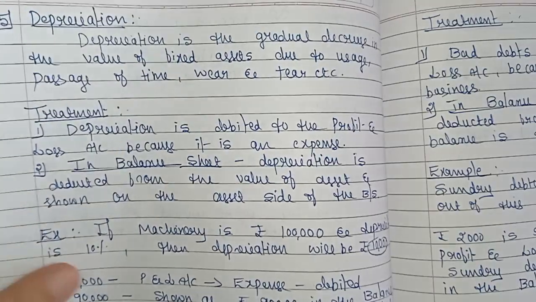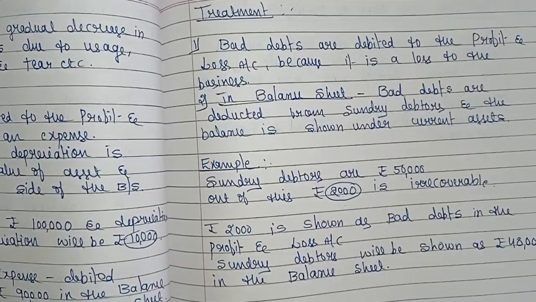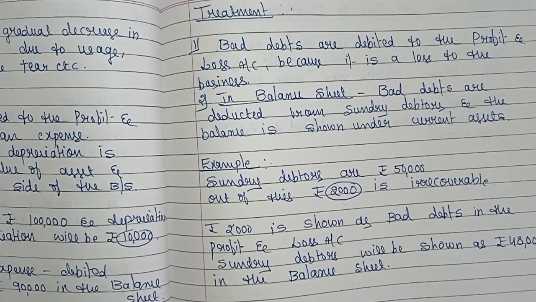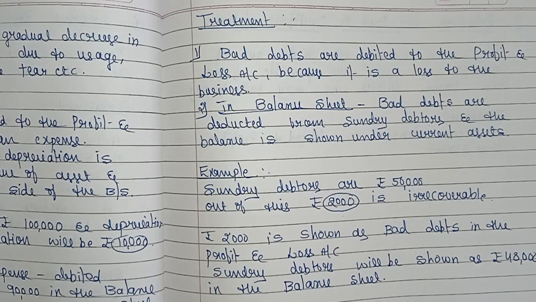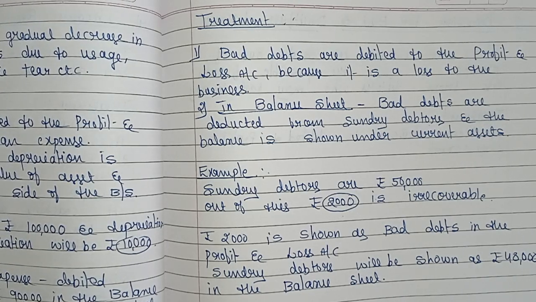And bad debts. First, we need to debit it to the profit and loss account. And after that, in the balance sheet, bad debts are deducted from the sundry debtors and the balance is shown under current assets. Clear? So these are the three adjustments of financial statements.